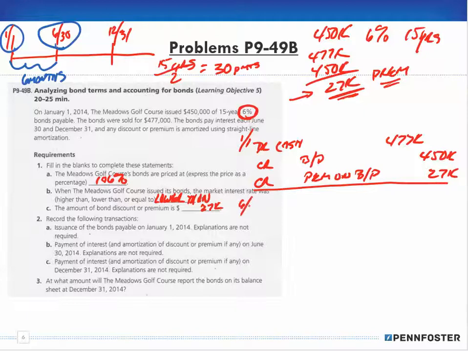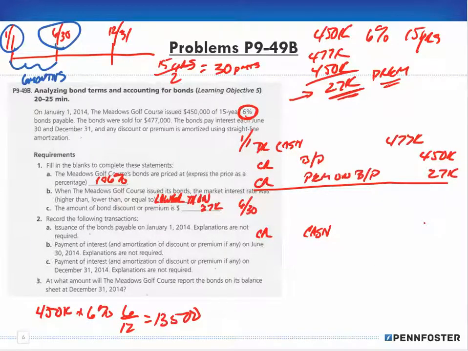So on June 30th, the first thing we have to take into consideration is what are we actually paying out in interest. So we're going to credit our cash because we're going to pay interest. And our interest calculation, I'll do it down here, is the $450,000 because that's the coupon on the bond, times the 6% times 6 over 12, and that gives me $13,500. Okay, so we're going to credit our cash for $13,500 because that's what we're going to pay out.